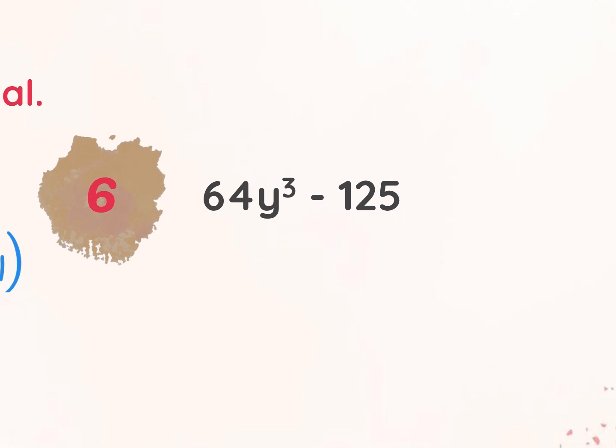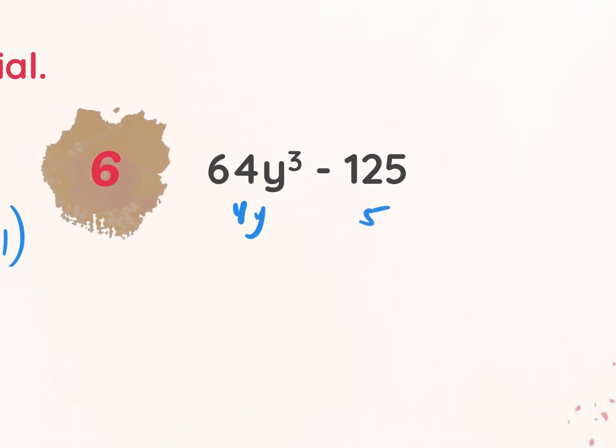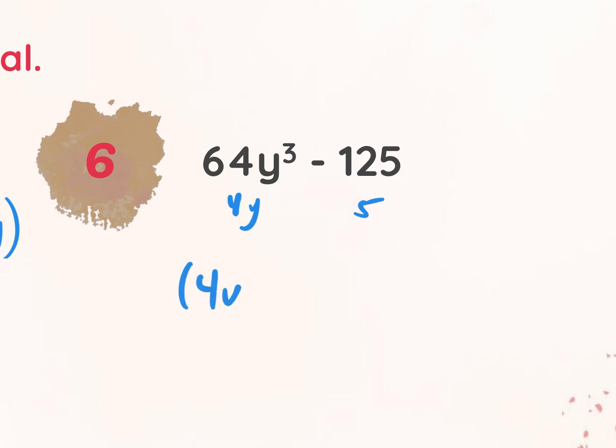What is 64? What's the cube root of 64? 4. Cube root of y cubed is y, right? What's the cube root of 125? 5. Okay, so now you can kind of see here's what I'm looking at. My first binomial is 4y minus 5. Yeah? So then when I have my trinomial, what goes first?